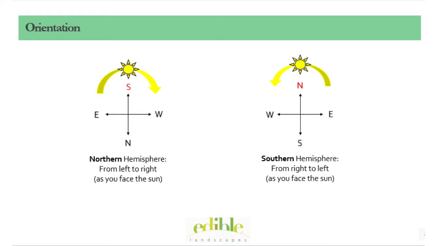This seems quite backwards from the way that we normally would do this, because when we're looking at a map, obviously north is usually up. This time we're going to be putting south at the top of our map, because we want to face everything towards the sun. That's how we want to work our orientation. So when we do this, the sun's going to move from left to right as we're facing the sun.